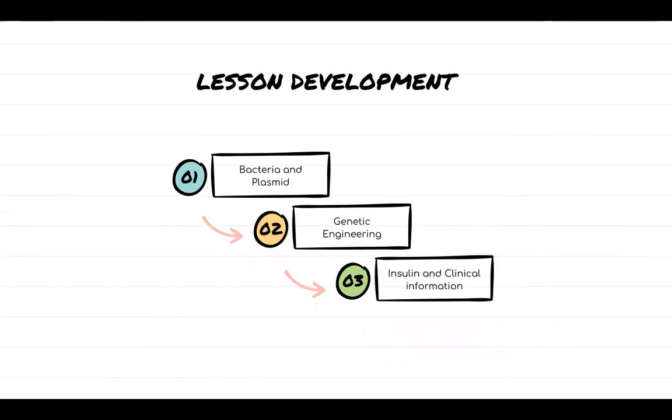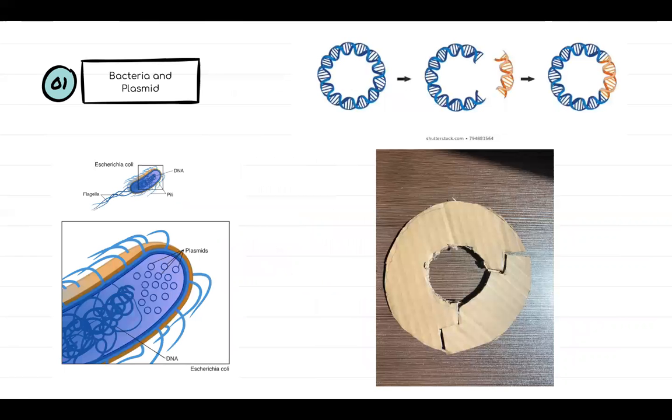So we looked at actually three lesson developments. The first one is bacteria and plasmid, then we go to genetic engineering, and finally insulin and clinical information. With regards to the first one, we actually made this cardboard-like circle that represents our plasmid, and students are then able to cut on the marked areas, acting like enzymes that we actually use throughout the process.